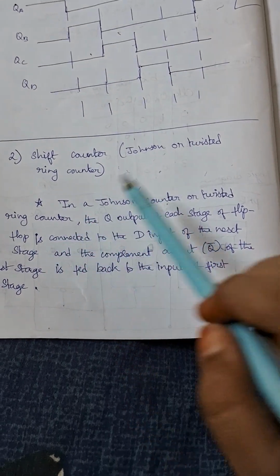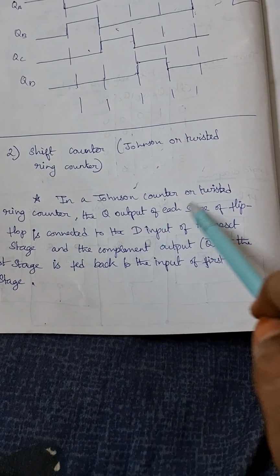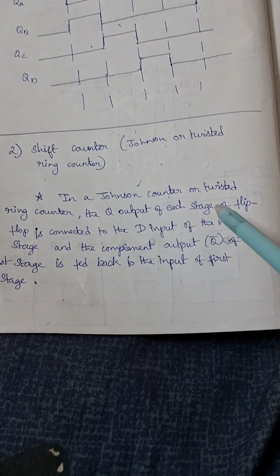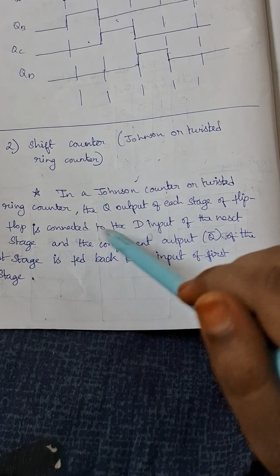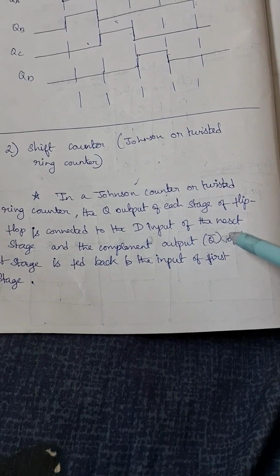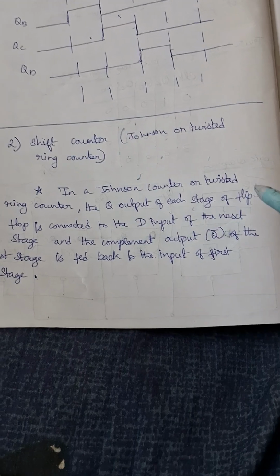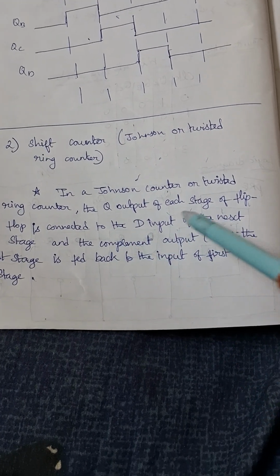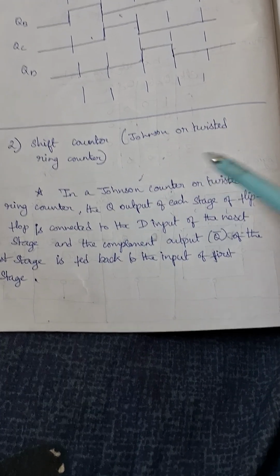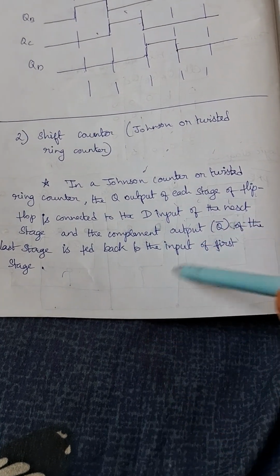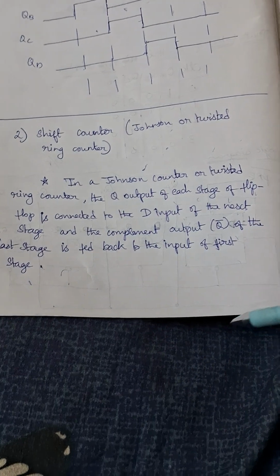Okay, so the first point is, in a Johnson counter or twisted ring counter, the Q output of each stage of flip flop is connected to the D input of the next stage. The Q output of each stage is connected to the D input of the next stage, and the complement output Q bar of the last stage is fed back to the input of the first stage.